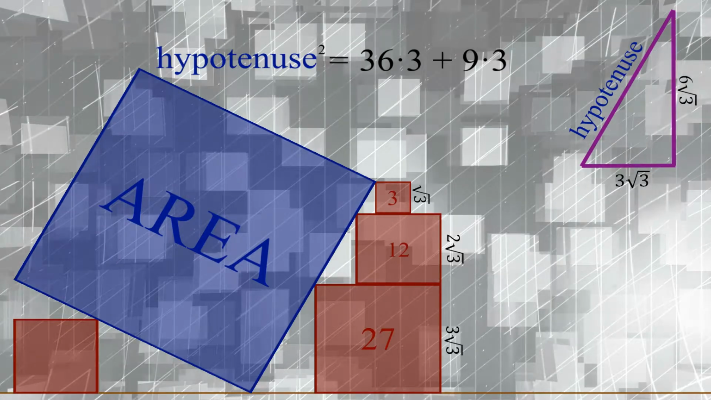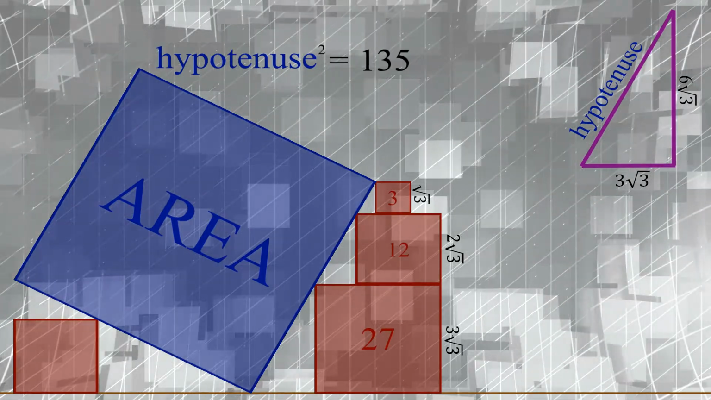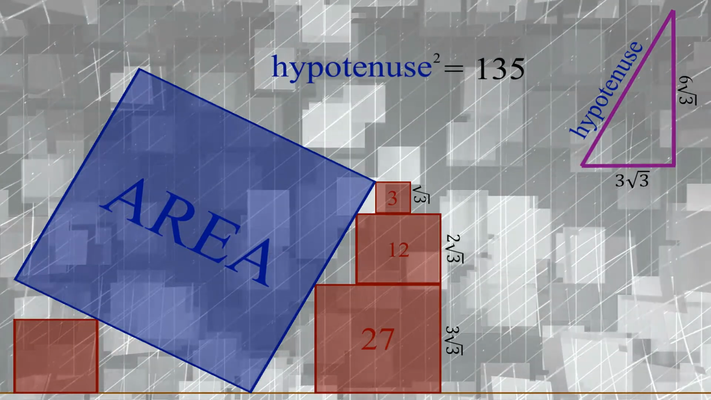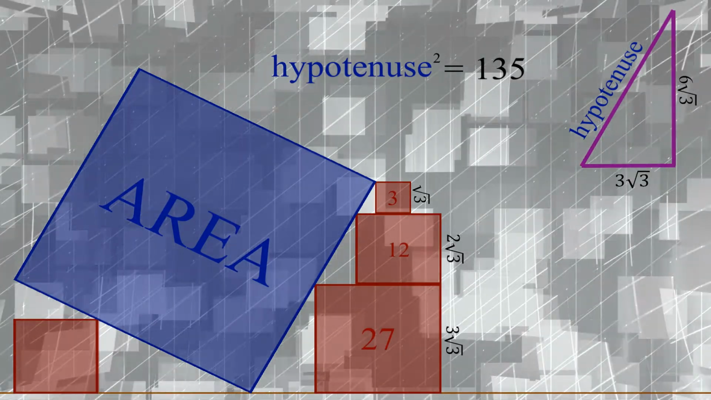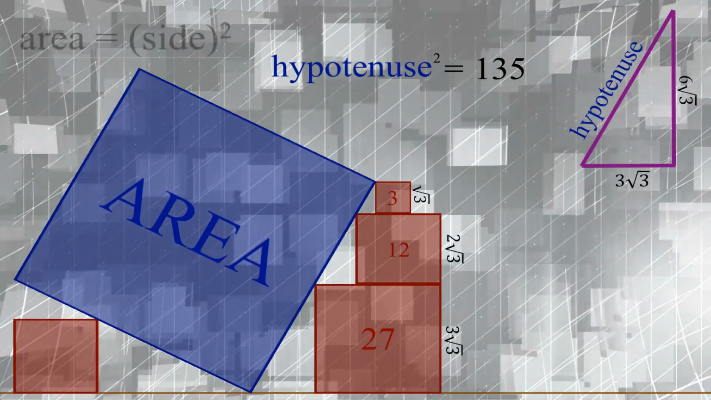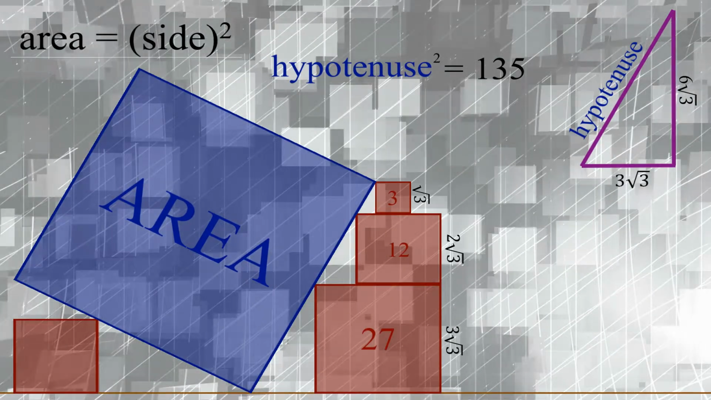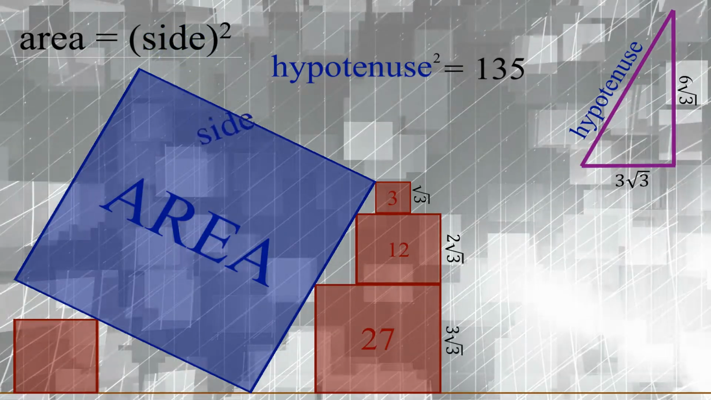With the help of a little bit of arithmetic, we can figure out that the square of the hypotenuse is 135. At this point, it's tempting to take the square root to solve for the length of the hypotenuse, but don't bother. Remember, our goal is to figure out the area of the blue square, and the area of the blue square is the square of the length of a side of that blue square.